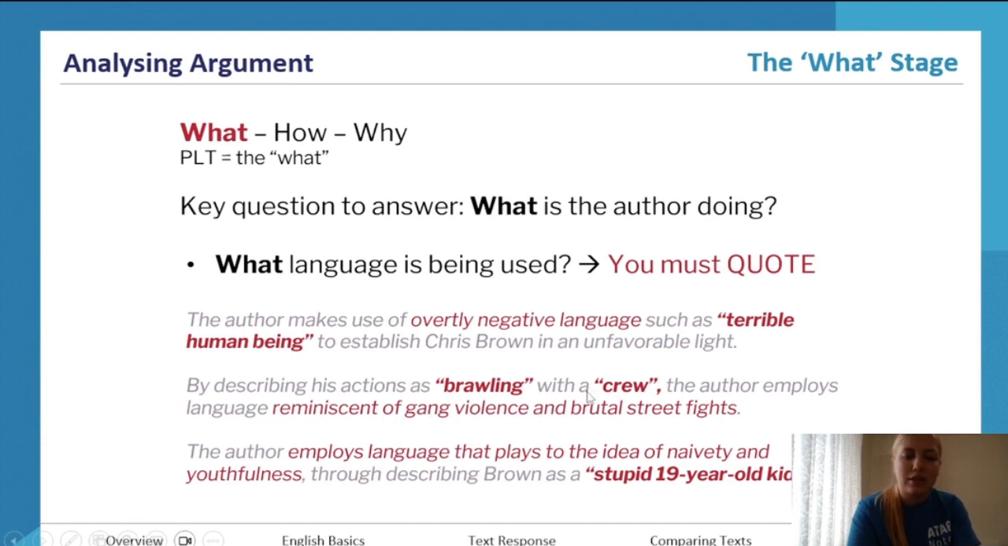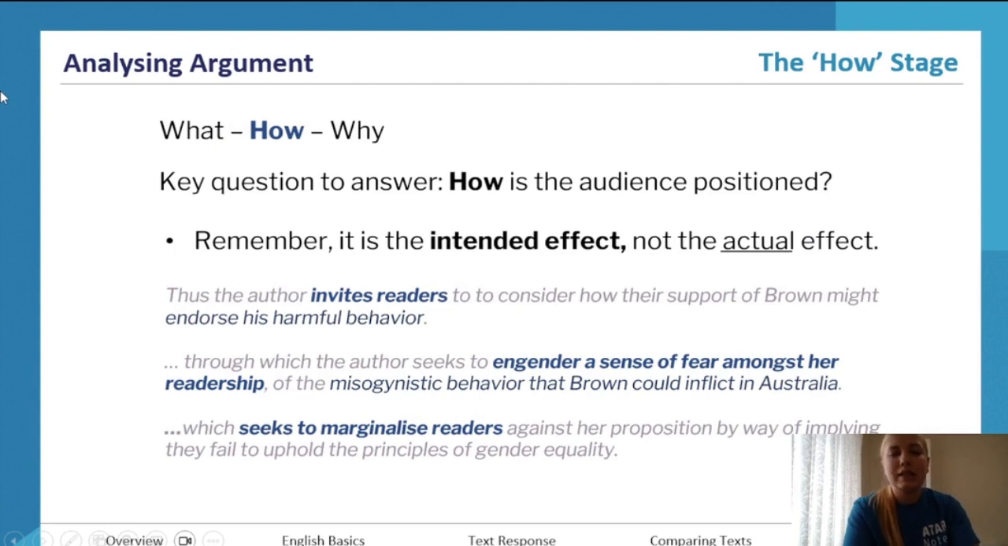The description of his actions has negative connotations. But if we say something has positive or negative connotations, we need to explain it. So we're indicating that these connotations are negative because they remind us of gang violence and brutal street fights. They would be associated with those things. And language that plays to the idea of naivety and youthfulness. End quote. Wonderful.